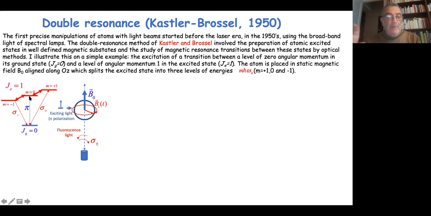So you have a big population imbalance, which is not the case in the magnetic resonance experiment I described last week. Last week, the population difference was only due to the Boltzmann factor, and it was a very small difference at ordinary temperature and magnetic field strength. Here, you can have a huge difference in population because the light selects only one magnetic sublevel. So this is the first advantage.